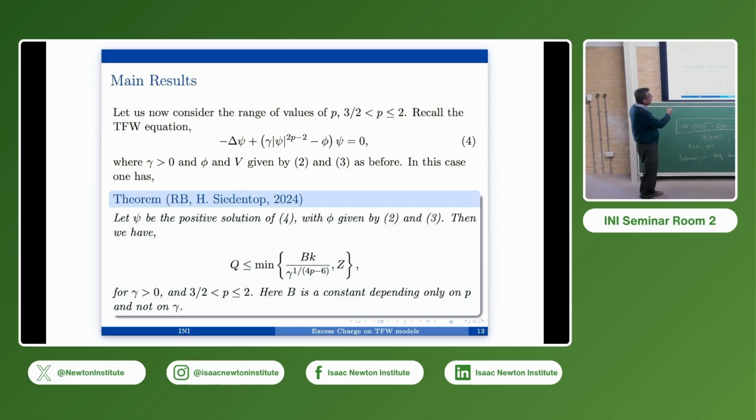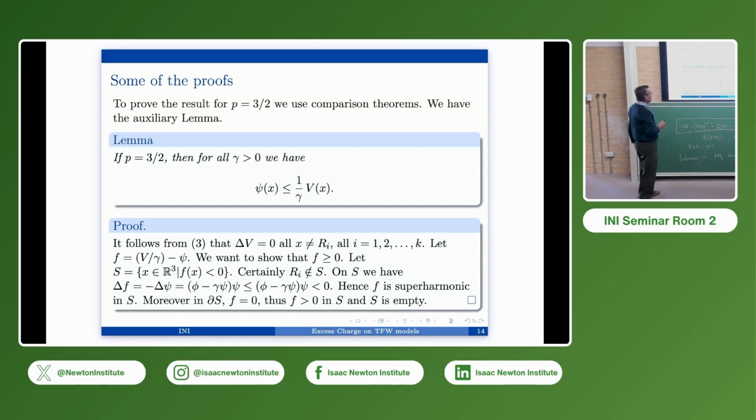And now when P is between 3/2 and 2, we can prove the generalization of the result that I proved with Elliott Lieb in 1985. So when P is between 3/2, which is the case that I was discussing before, and 2, one can prove that Q is the minimum between C and that quantity. So again, if gamma is big enough, Q is less or equal to 1. And in order to prove that, you use comparison theorems all the time.